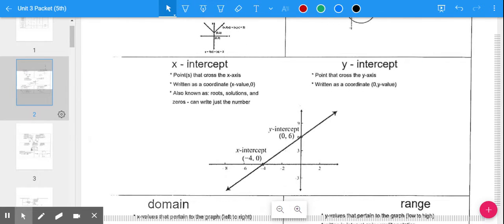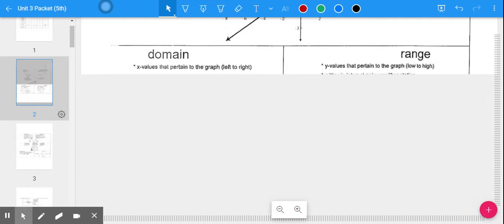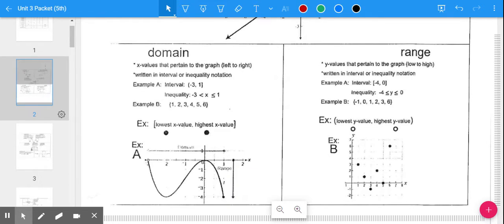X-intercept and y-intercept are nothing new to us. X-intercept is where your y value is 0. Y-intercept is where your x value is 0. Domain and range, again, nothing new to us. Just remember, domain is your x values, range is your y values.